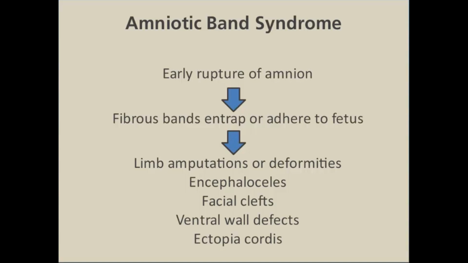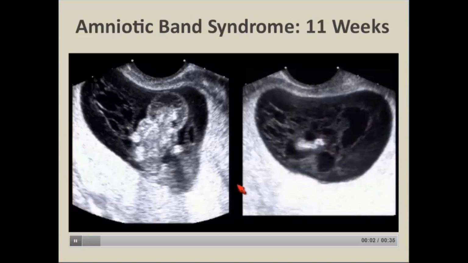With early rupture of the amnion, fibrous bands can entrap and adhere to the fetus because the amnion does provide protection from that. And so when it ruptures, these fibrous bands crisscross the gestational sac. When they adhere to or entrap a portion of the fetus, it may have limb amputations or serious deformities that may involve the head, the trunk, the extremities. It may have encephaloceles, ventral wall defects, ectopia cordis, or absence of a limb. So here's a fetus at 11 weeks gestation.